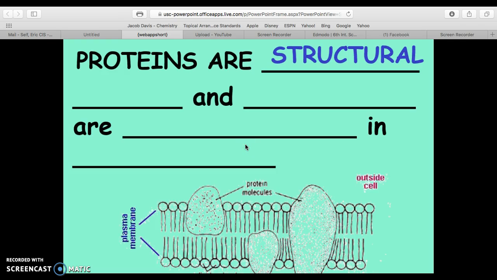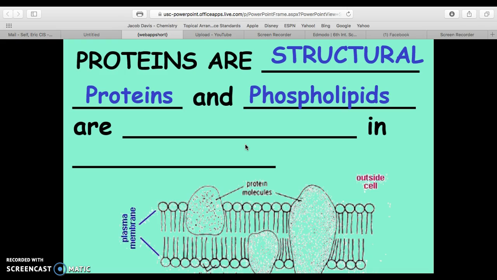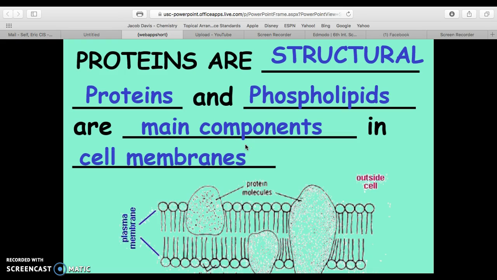So proteins are structural, right? They help set up our structure. Proteins and phospholipids, which is a fat, we'll talk more about that. And as we go through this, you'll see how all of these things join hand in hand to make our body work and function as it should. So they are main components in cell membranes, right?